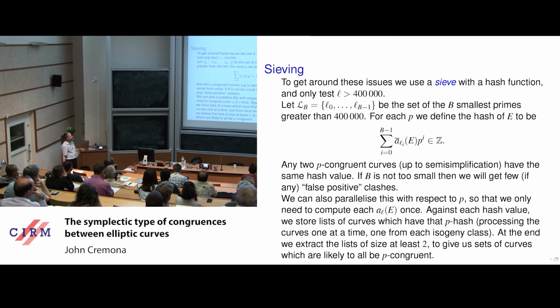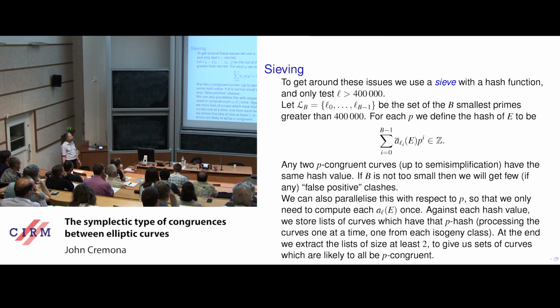In that summation you see there's a bar on top of AL of E. The bar just means reduce mod P to the range 0 to P minus 1, and then you put those into the digits of a number in base P. That gives you a positive integer. So for every curve and for every p, we get this integer, and if two curves were mod p congruent, we would get the same integer. So we regard that integer value as being the hash of E at p.